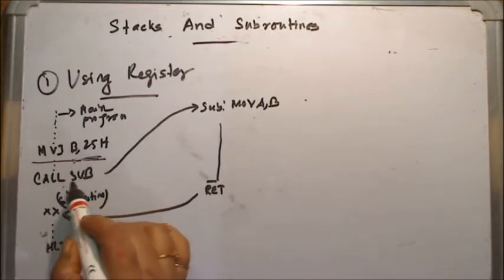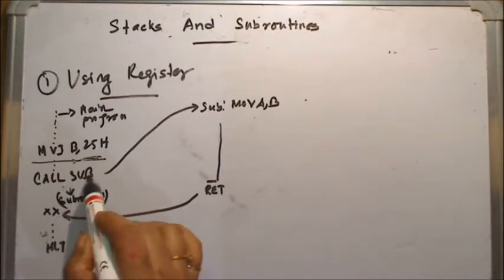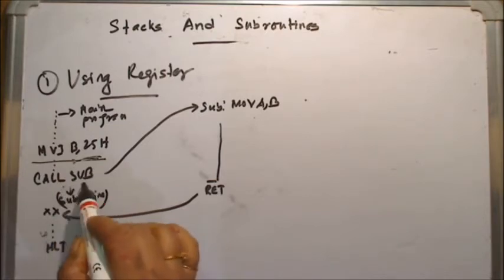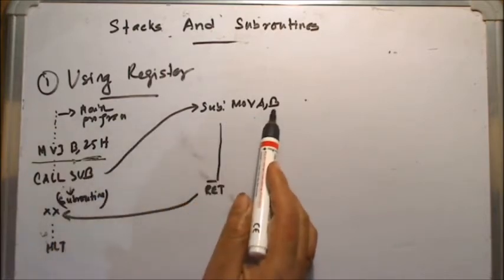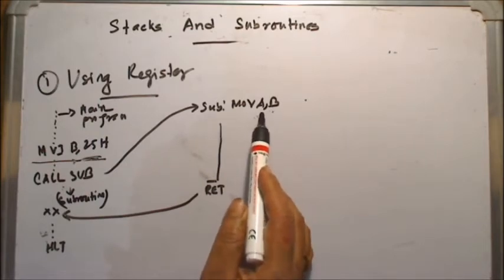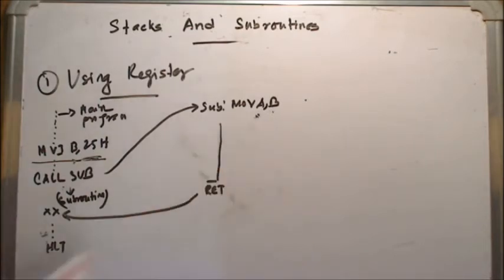So when you write call subroutine, this 25H will come to register H. Understood? Please tell me, did you understand this? That means the parameter 25H is passed to the subroutine using B.